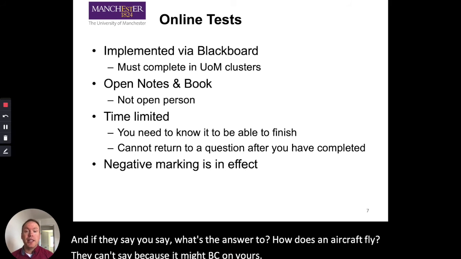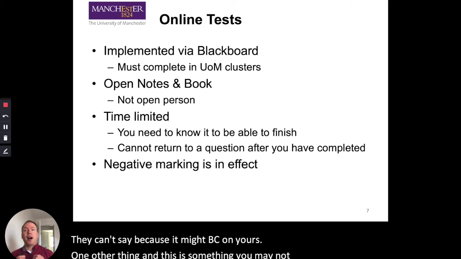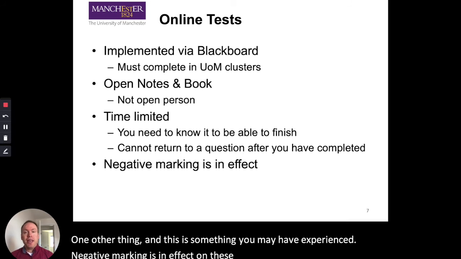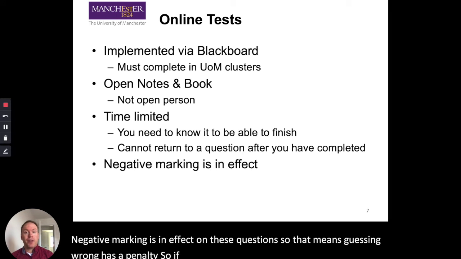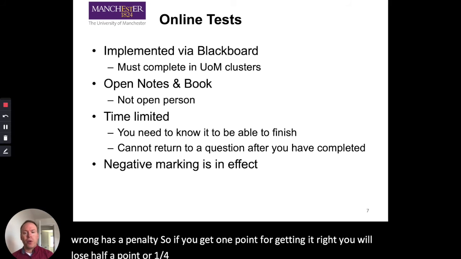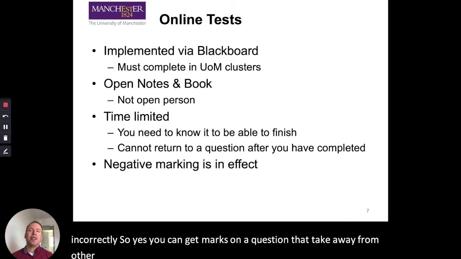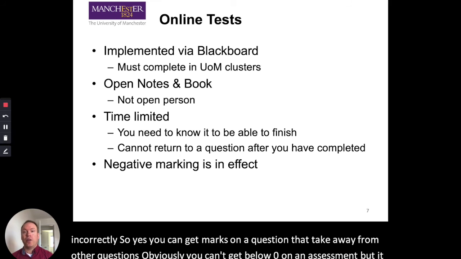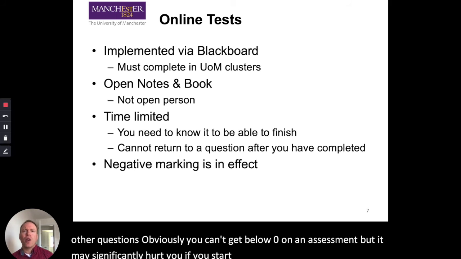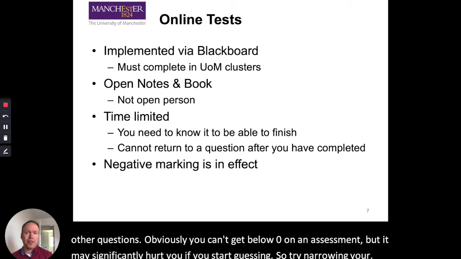One other thing, and this is something you may not have experienced. Negative marking is in effect on these questions. So that means guessing wrong has a penalty. If you get 1 point for getting it right, you will lose half a point or a quarter of a point or even maybe a whole point for guessing incorrectly. So yes, you can get marks on a question that take away from other questions. Obviously, you can't get below a 0 on an assessment, but it may significantly hurt you if you start guessing. So try narrowing your answers down before you guess.